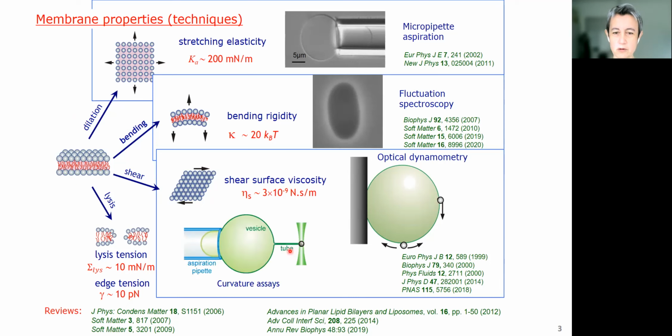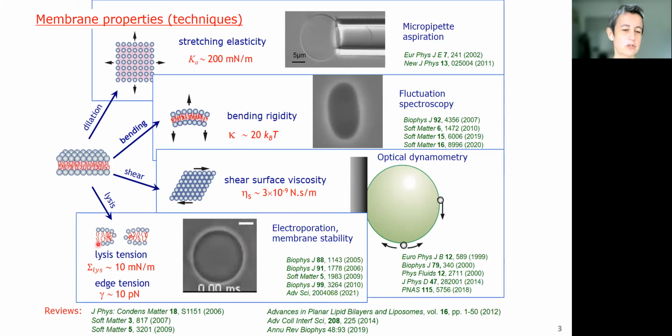If you have this tool with an optical tweezer and a bead stuck to the membrane, you can pull tubes and do curvature assays at this highly curved segment of the membrane. And if you stretch the membrane way too much, it would rupture at the lysis tension of around 10 millinewtons per meter. What we do in our lab is create pores in a very defined way using electric fields. If you measure the dynamics of pore closure, which is extremely fast, we use a super high speed digital camera to monitor it, you can measure the edge tension.